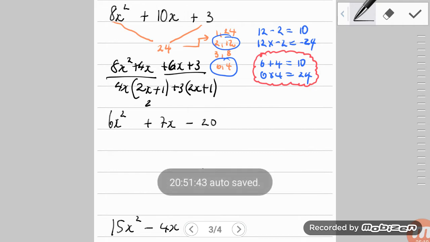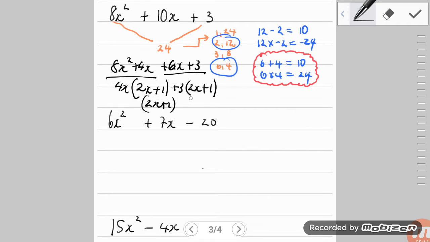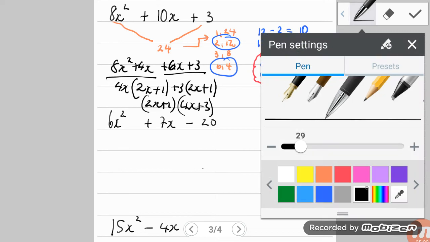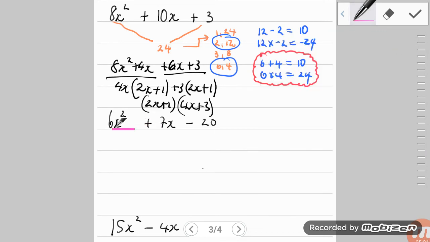So the common factor here is 2x plus 1, and the remaining factor here is 4x plus 3. All right, beautiful. So I hope that was clear. Let's go to the next question. Again, we're going to speed this up a little bit.